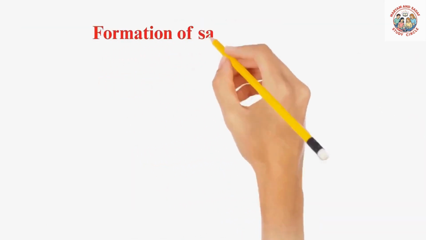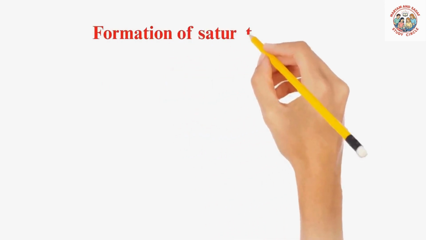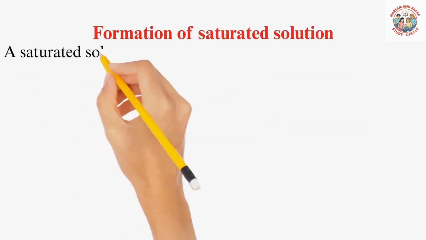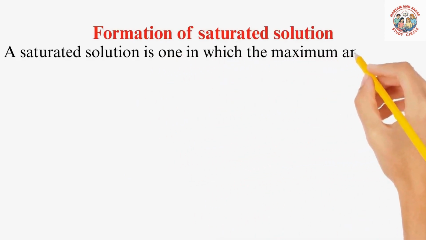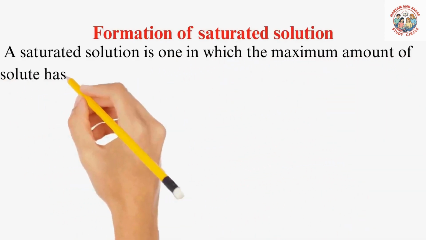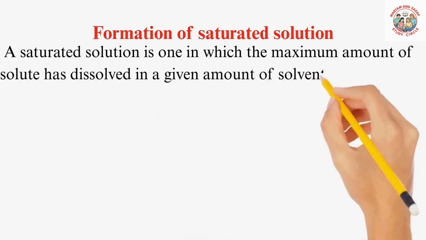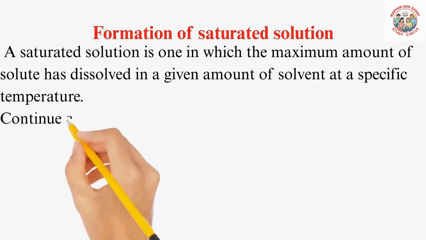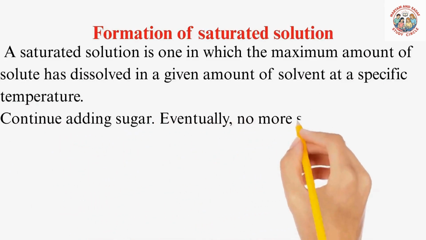Formation of saturated solution. A saturated solution is one in which the maximum amount of solute has dissolved in a given amount of solvent at a specific temperature. Continue adding sugar. Eventually, no more sugar will dissolve and the excess settles at the bottom. This is called a saturated solution.